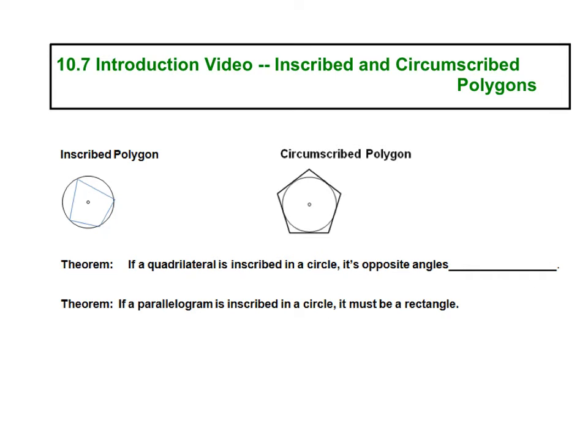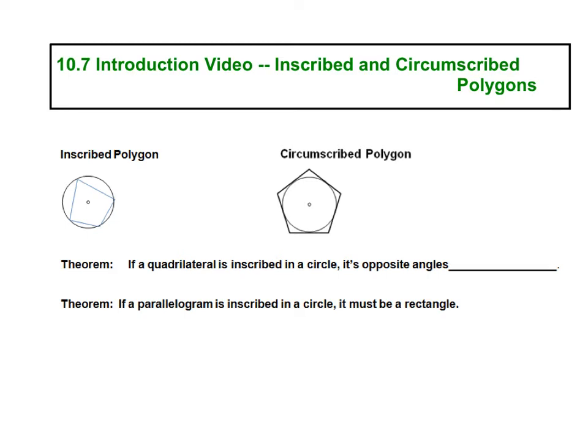We also have something called a circumscribed polygon. This is where you can see there's a circle that's on the inside of the polygon, hitting each side of the polygon in one spot like that. So each side of your polygon ends up being a tangent segment to the circle. So a circumscribed polygon has a circle on the inside, and an inscribed polygon, the polygon is on the inside.